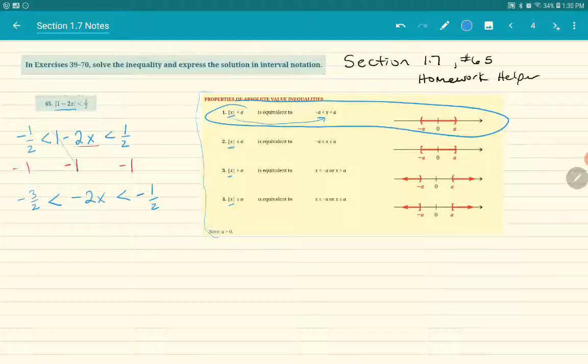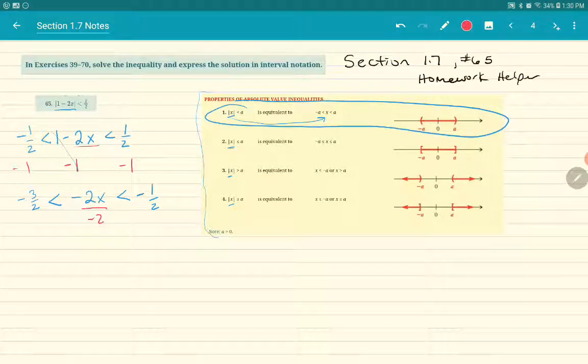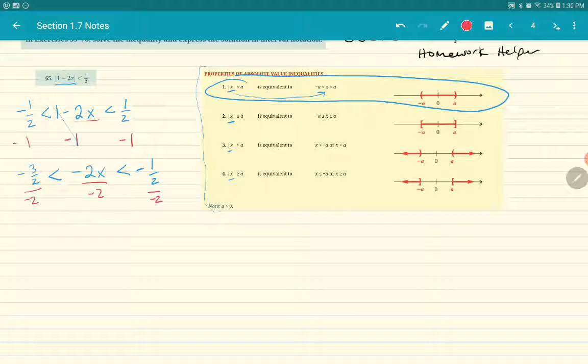Now I have to get x by itself, which means I need to divide each term by a -2. When I divide an inequality by a negative, you can think of these as dividing by -2 also. I'm taking the negative of every piece, which means my signs have to flip. A less than becomes a greater than. A negative becomes a positive. Positive becomes a negative. Greater than becomes a less than. Everything changes. Everything flips to the opposite.